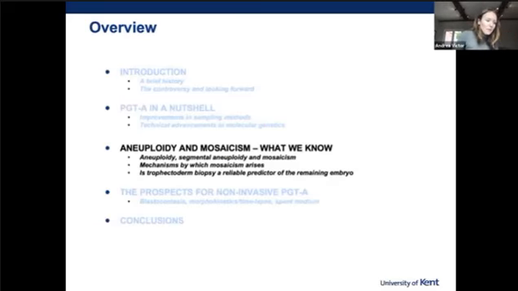Next I'm going to, I guess, not really address those questions here, but move right into our next section, which is aneuploidy and mosaicism. Just kind of what we know.